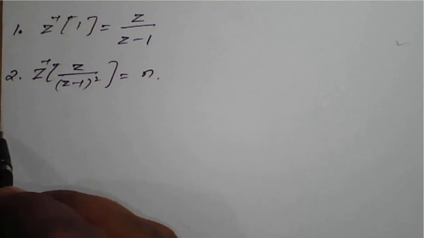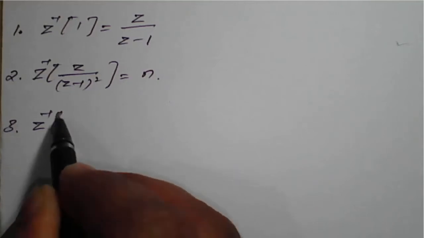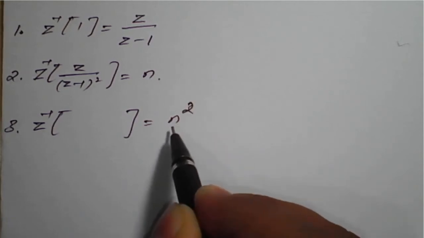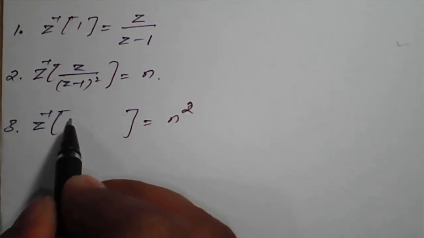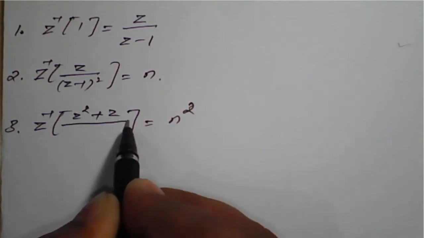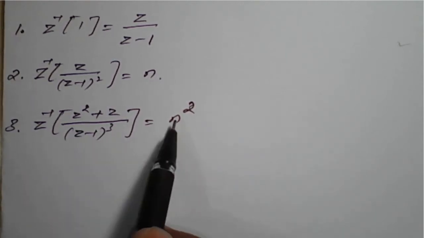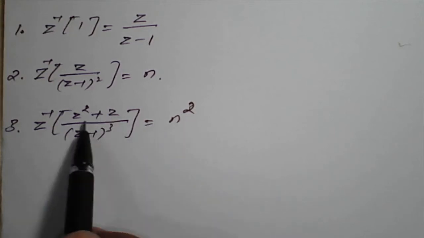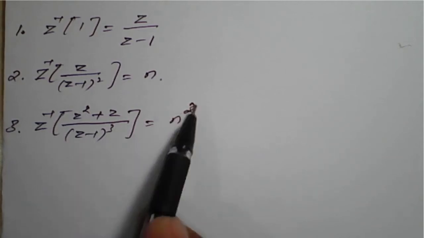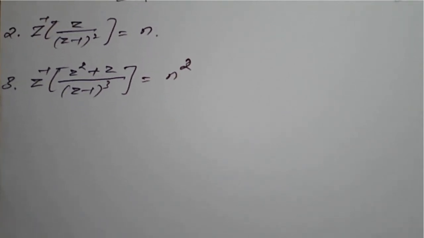Similarly, third one, Z inverse of, I will keep this bracket open, n square. You know the Z transform of n square is Z square plus Z divided by Z minus 1 whole cube. Already you know this answer. So Z inverse of Z square plus Z divided by Z minus 1 whole cube will be n square. So here Z will be transforming to n.